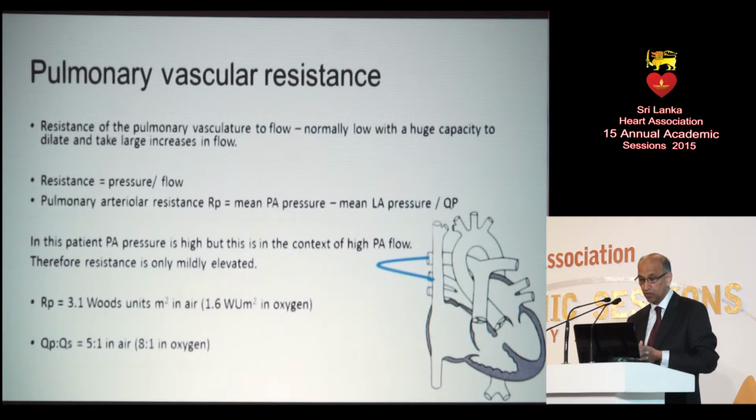And it's done in Wood's units. It works out to about 3 Wood's units in air, going down to 1.6 in oxygen, and the corresponding QPQS is given there. So she does have pulmonary vascular disease. There is no doubt about that. It's a question of how severe it is what we are trying to assess at this rather late stage of somebody who has so far been deemed inoperable and may well still be.